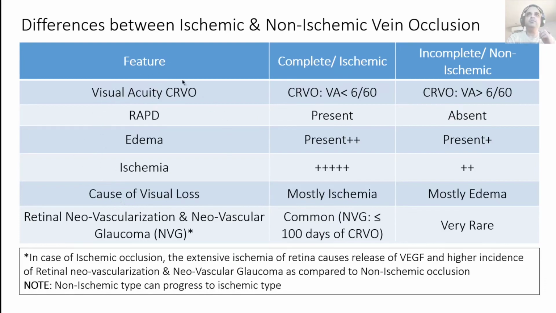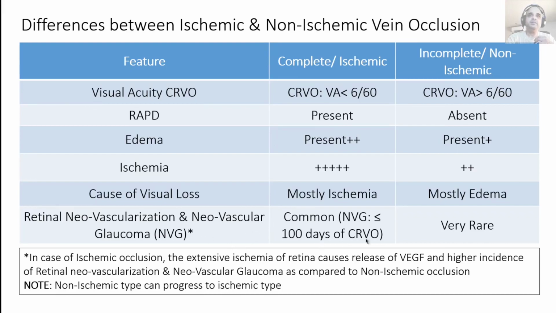We have talked about most of these before, and obviously because an ischemic type of a central vein occlusion is a more severe event, it is going to have more severe presentation. It will have a greater visual acuity loss. It will have more edema and ischemia. You will see an RAPD. The visual loss here would be mostly because of ischemia. You would have a greater chance of retinal neovascularization as well as neovascular glaucoma secondary to neovascularization of the iris.